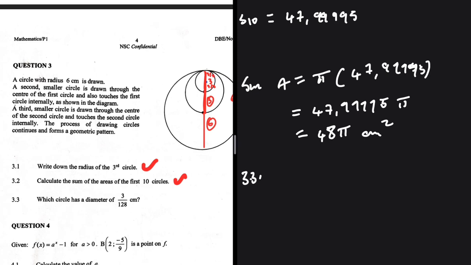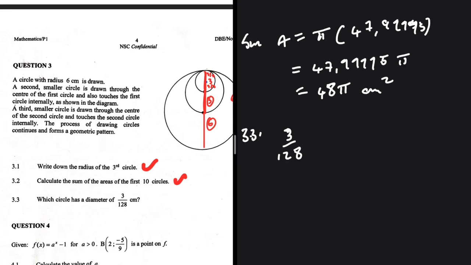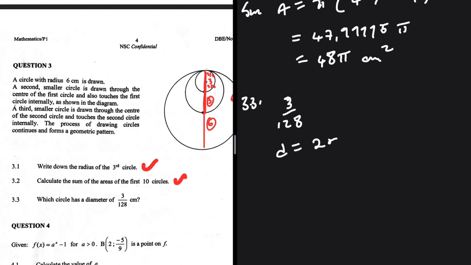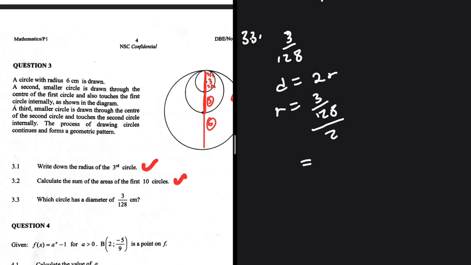So 3.3: which circle has a diameter of 3 over 128? So this is the diameter, right? Diameter is equal to 2r. We're interested in r, we've been talking about r throughout. So let's go ahead and find r. So r is going to be 3 divided by 128, everything divided by 2. I'm getting 3 divided by 256. So which circle has a radius of 3 divided by 256?